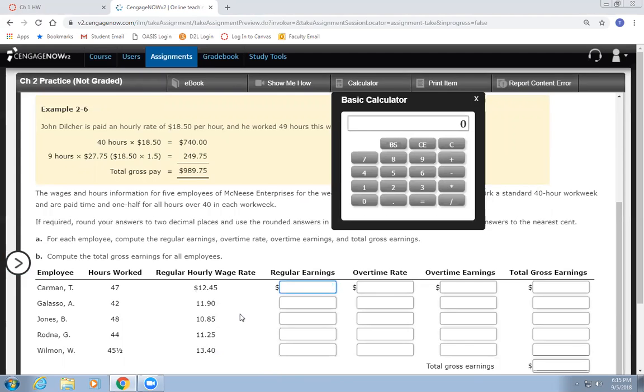When we calculate regular earnings, we're taking 40 hours that they worked times their regular hourly rate. So for the regular earnings, we're going to take 40 hours times $12.45. Whoops, I'm putting numbers in there instead of in my calculator. So 40 hours at $12.45. $498. I think I heard someone say that, right? Jody, okay. Yes, $498 are the regular earnings.